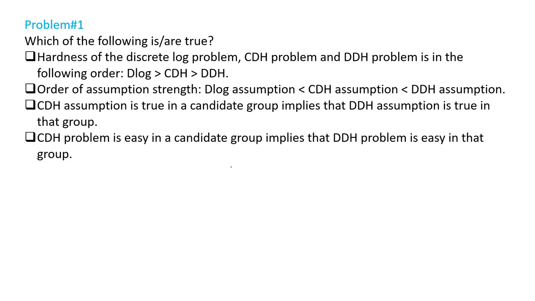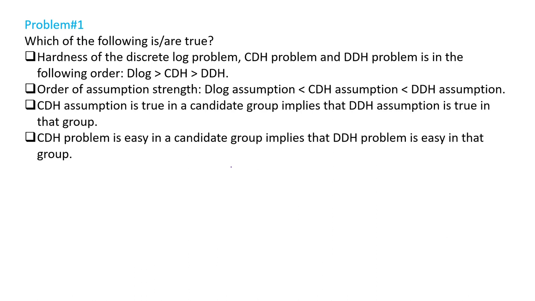Ma'am, the first should be reverse. DDH, decisional Diffie-Hellman, should be harder as compared to CDH as compared to discrete log. Basically, I'm confused between the first and the second, because for the strength of assumption, the second option is true. So the first option should also be false then. Actually, both are true because there is a difference between hardness of the problem and strength of the assumption. That is why this question is given.